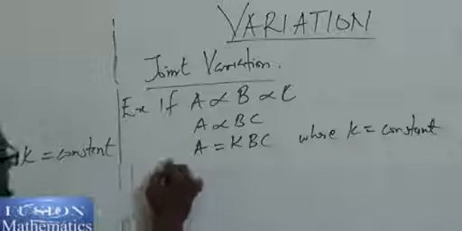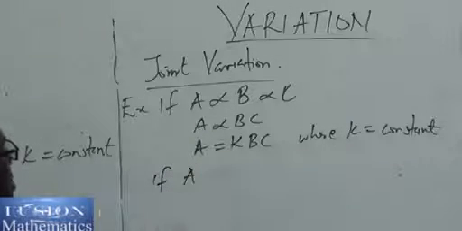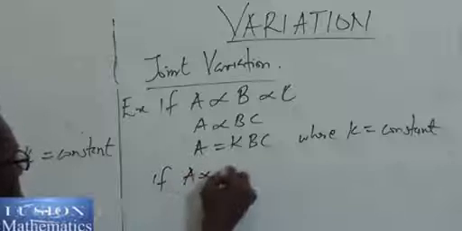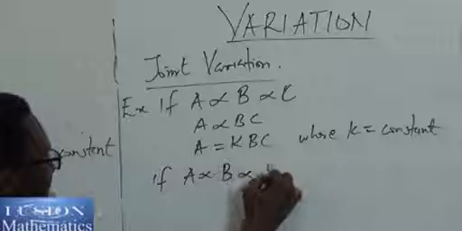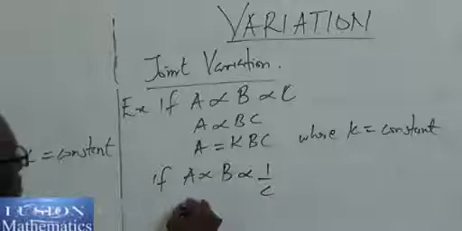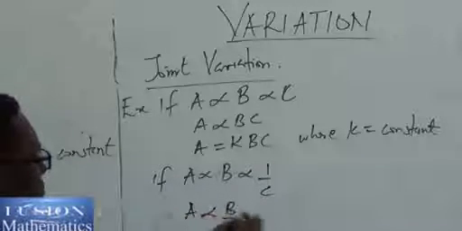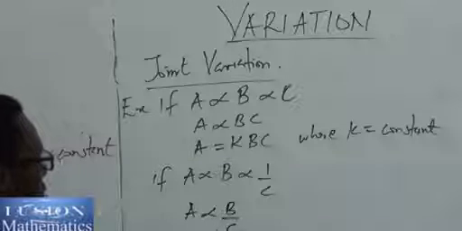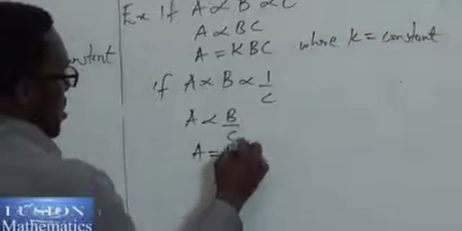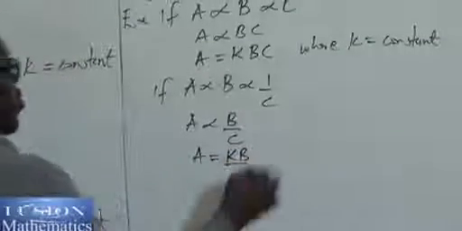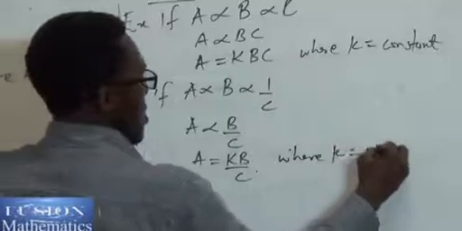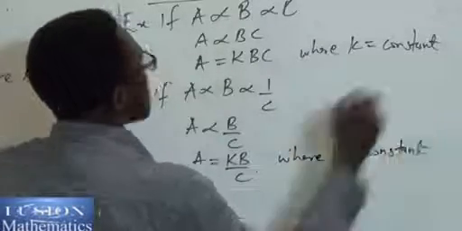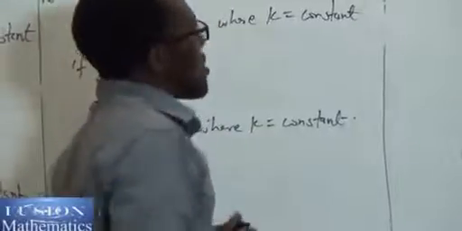But if you have another example where A varies jointly as B and inversely as C. So you have A varies B all over C. Then we introduce our constant: A equals KB all over C, where K is our constant.